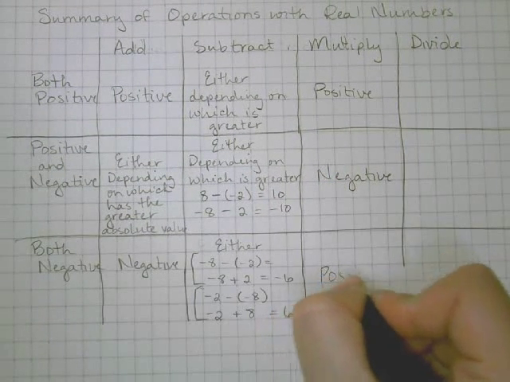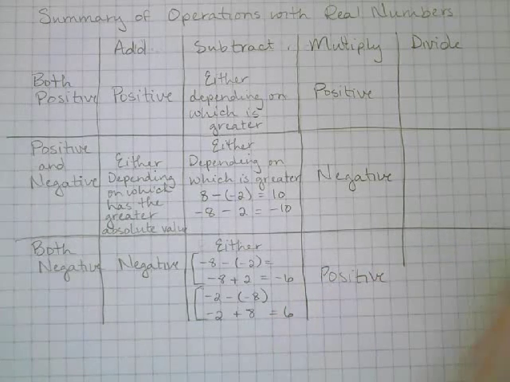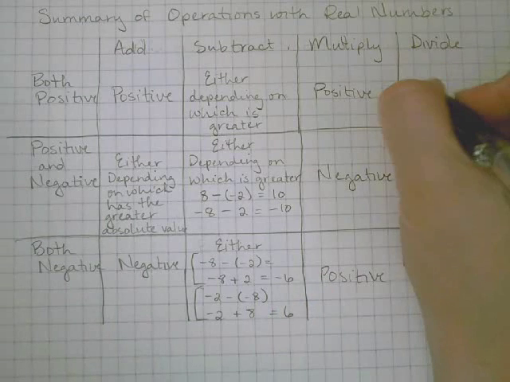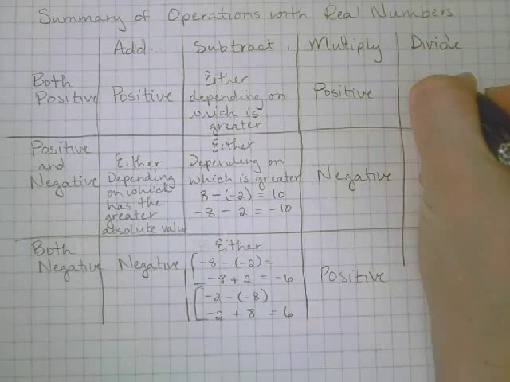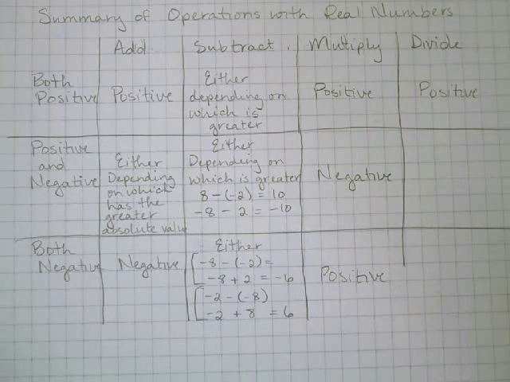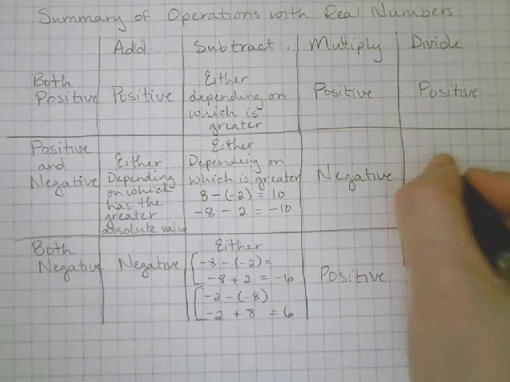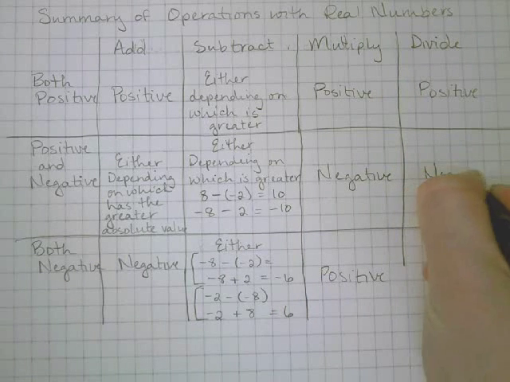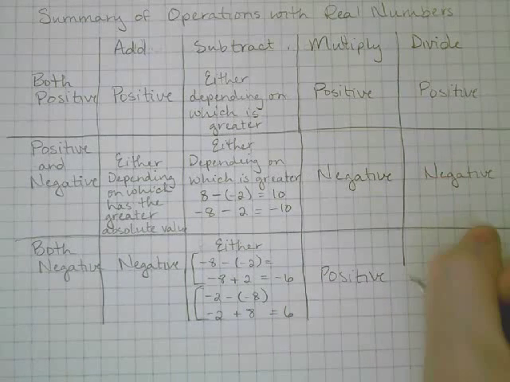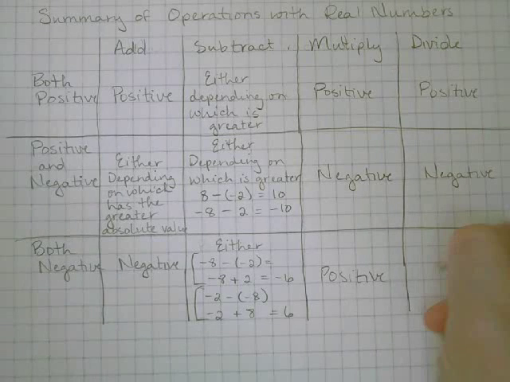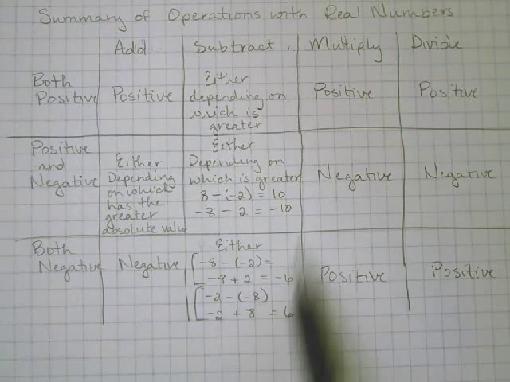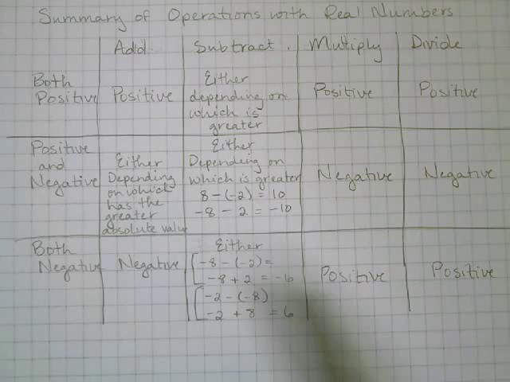It's exactly the same with dividing. If you're dividing a positive by a positive, your answer is positive. If you are dividing a positive by a negative or a negative divided by a positive, your answer is negative. And if you are dividing a negative by a negative, your answer is positive. So while addition and subtraction have a lot of depends on the numbers, multiplication and division is very straightforward.